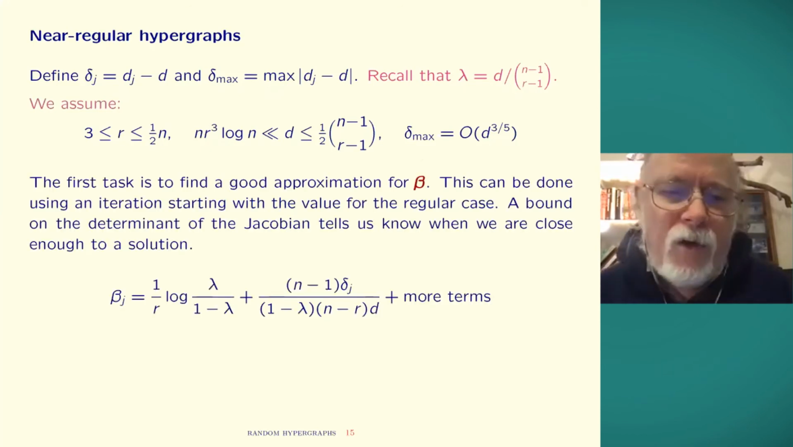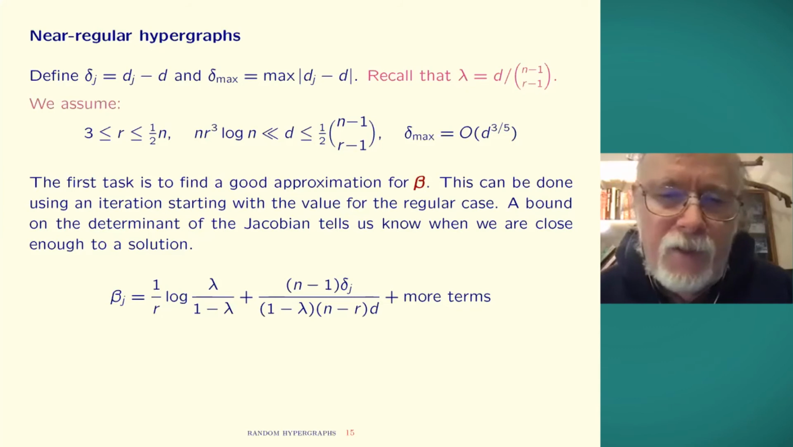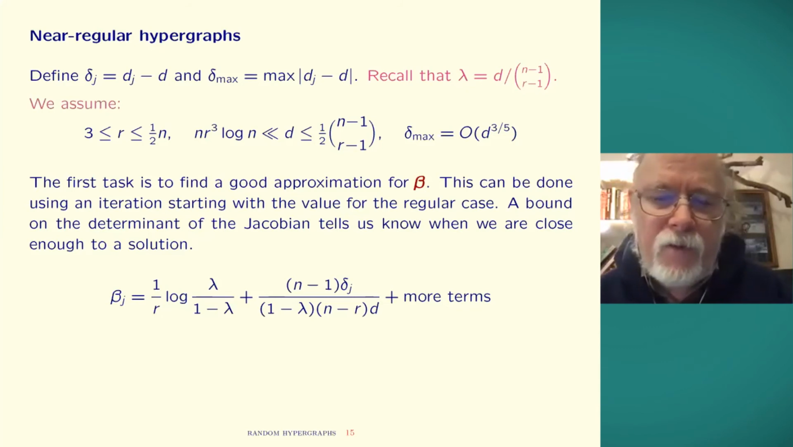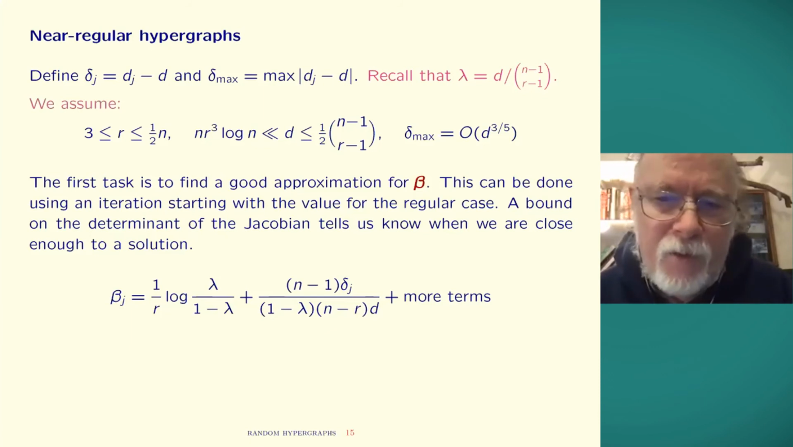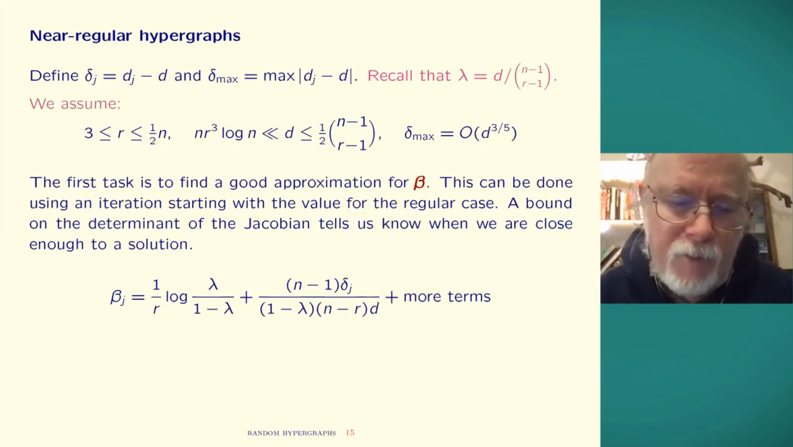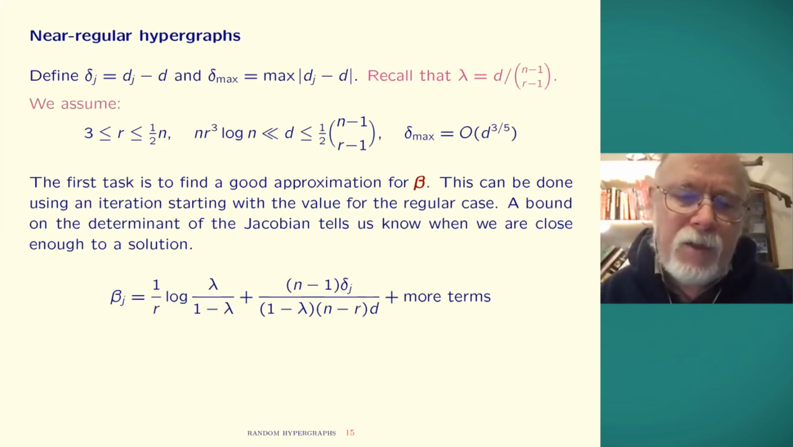And first of all, we want to find a good approximation for beta. And we did that by using an iteration. We started off with a value for the regular case, and then we applied the iteration about 4 or 5 times. Because we've got some bounds on the Jacobian of the beta equations, we know when we're close enough to the solution. We can put an explicit error term on the solution, and the solution looks like this.